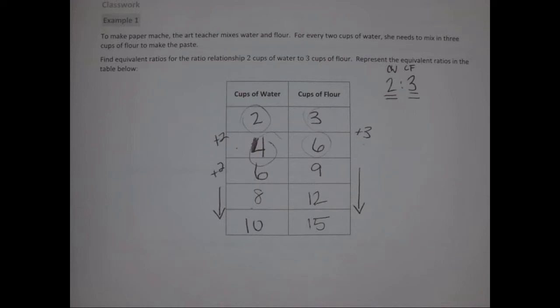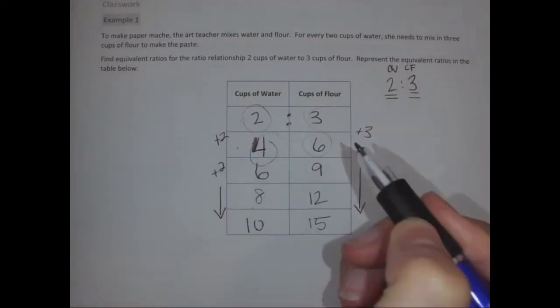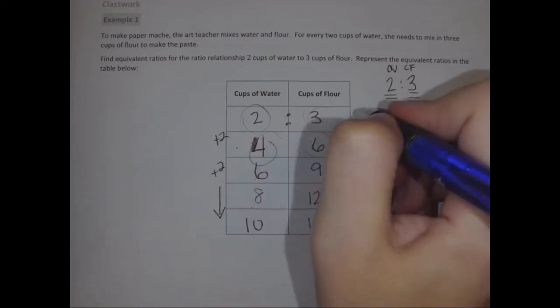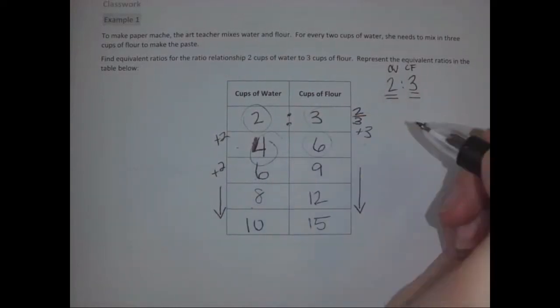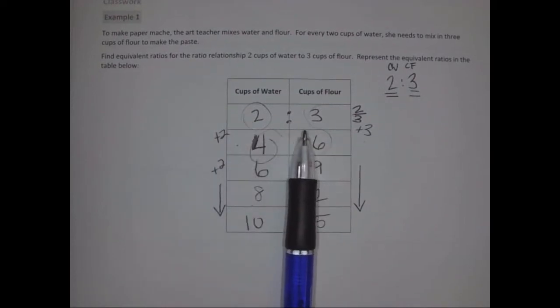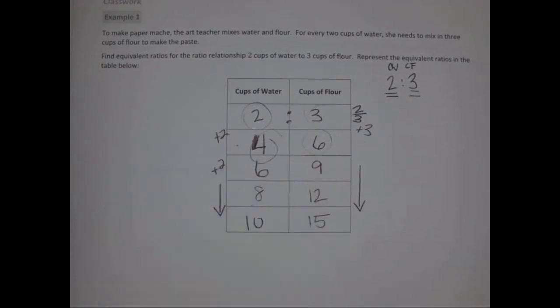Okay. So what's the value of the first ratio, 2 to 3? What's the value of that ratio, Jordan? 2 cups and 3 cups of flour. What's the value of that? 2/3. Yep. We could say we use 2/3 as much water as we do flour to make paper mache.